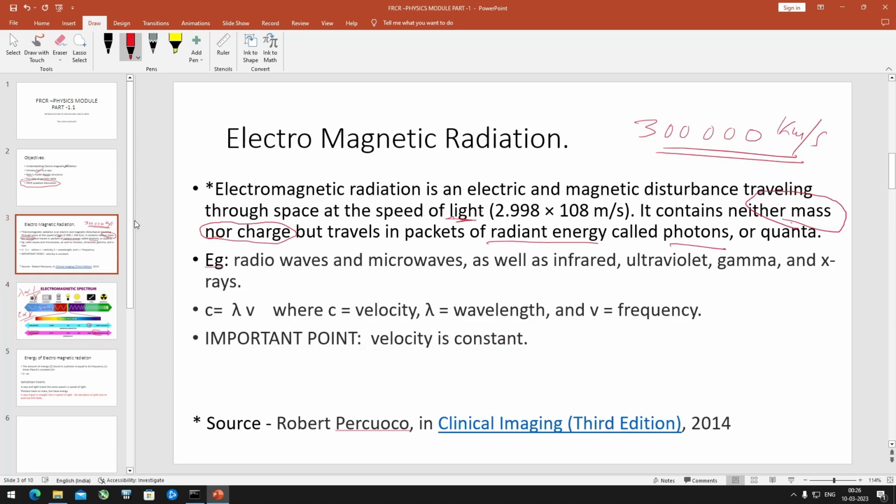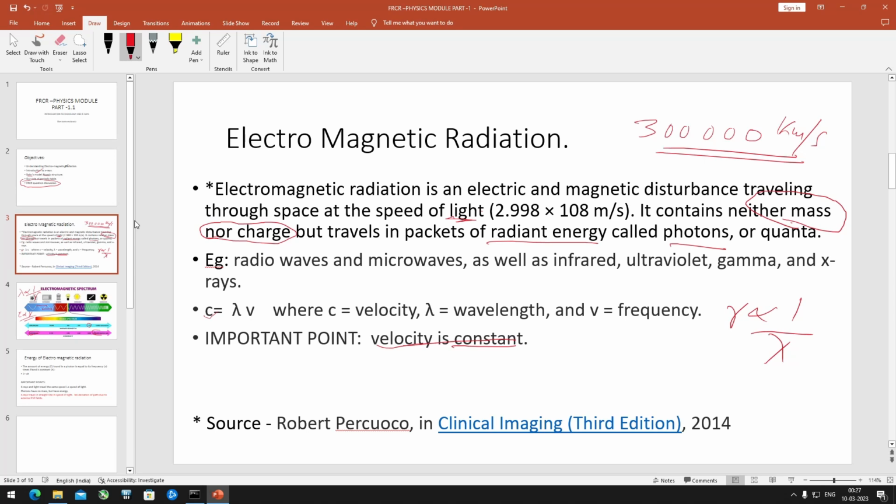Now we'll go back to the previous slide. So c is the speed of light. Velocity is equal to lambda multiplied by mu, where mu is the representation of frequency. So when the velocity remains constant, as I earlier showed, frequency is inversely proportional to wavelength. So that's how we have worked it out. Remember, velocity is constant for all electromagnetic radiation, so it will travel at the speed of light.